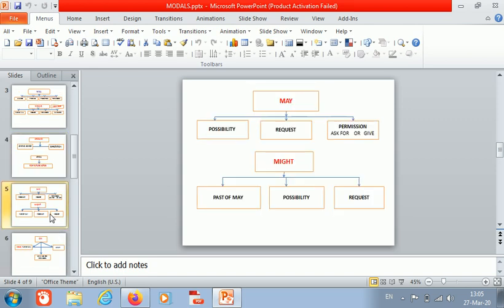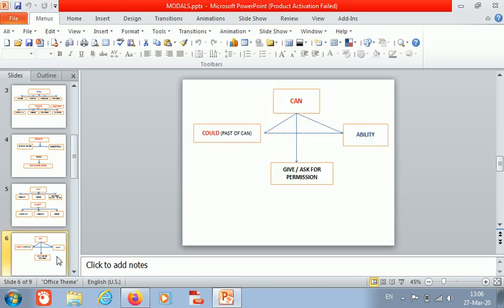Now we pass to may and might. May is a kind of possibility. For example, look at the clouds, it may rain, but you are not sure of it. Request: may I help you? Permission: here either you ask for or you give permission. May I go with my friend? Here you ask for permission, and to give the permission, you answer, yes you may. Might is the past of may. It is used for possibility, it might rain, or request.